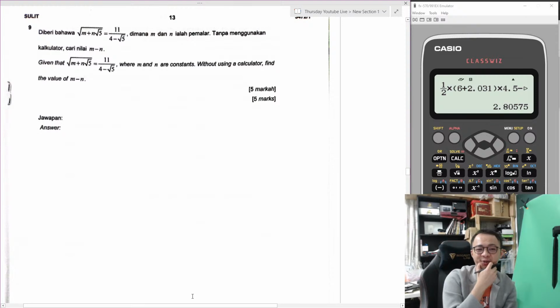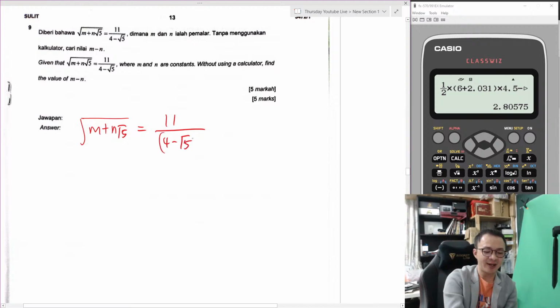Okay, third question. This one will be slightly different from the marking scheme, because in the marking scheme they changed this one to 4 plus root 5. So we get a different answer, but I just want to teach you the method. The final answer is not so important. So I will rationalize my right hand side first. A minus B, I will multiply by A plus B.